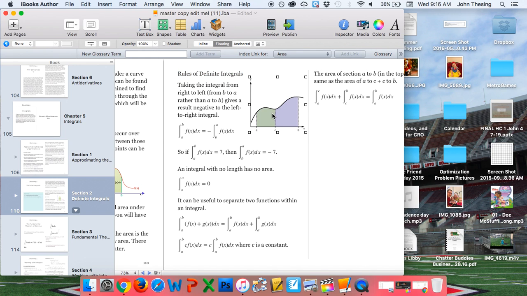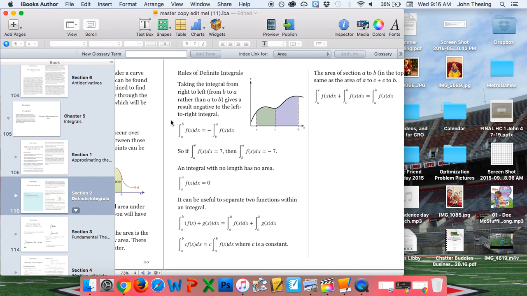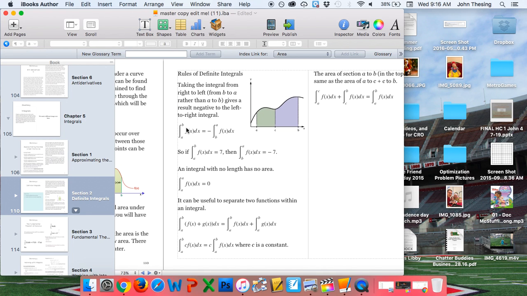Taking the integral, is this from College Board too? I actually don't know. If you don't know where it's from and you can't verify it's public domain, make your own. Taking the integral from right to left, from B to A, gives a result negative to the... This is worded a little awkwardly. I'm not sure how to word it, honestly.